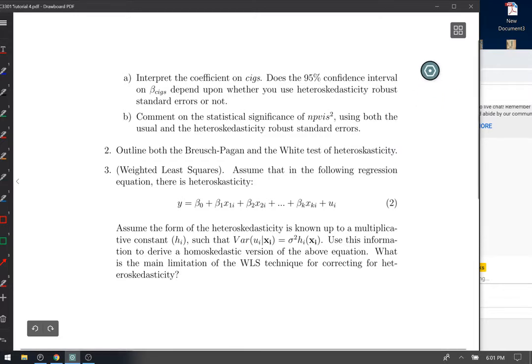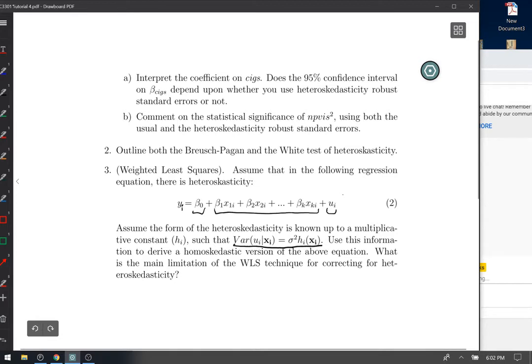So you've got a regression. You've got the start, so there should be a little i here to keep it all consistent. So we've got a regression of y, and we've got k variables and an intercept, so it's just a standard linear model with a disturbance term u. So assume that the form of the heteroscedasticity is known up to a multiplicative constant h_i, namely this. That's just this in words.